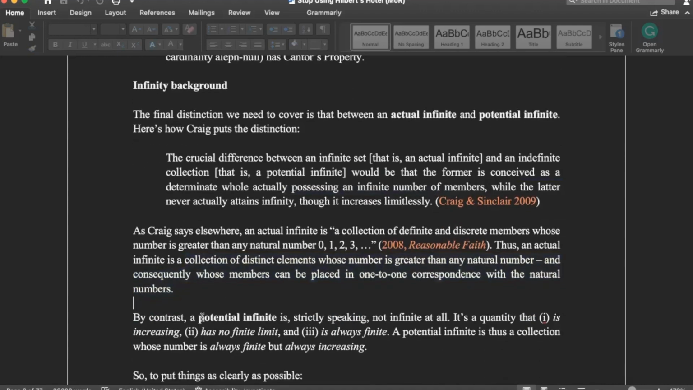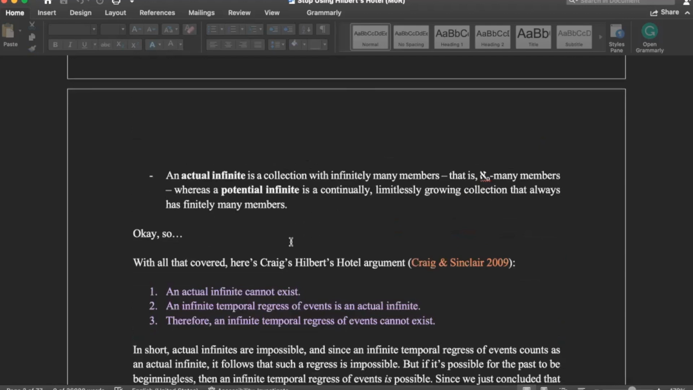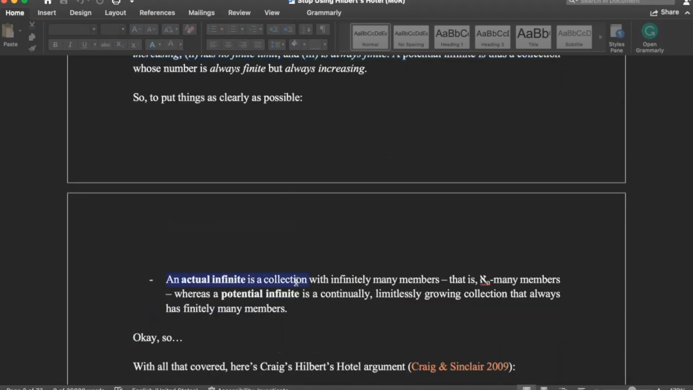By contrast, a potential infinite is, strictly speaking, not infinite at all. It's a quantity that 1) is increasing, 2) has no finite limit, and 3) is always finite. A potential infinite is thus a collection whose number is always finite, but it's always increasing without bound. So to put things as clearly as possible, an actual infinite is a collection with infinitely many members, that is, Aleph null many members, whereas a potential infinite is a continually, limitlessly growing collection that always has finitely many members.